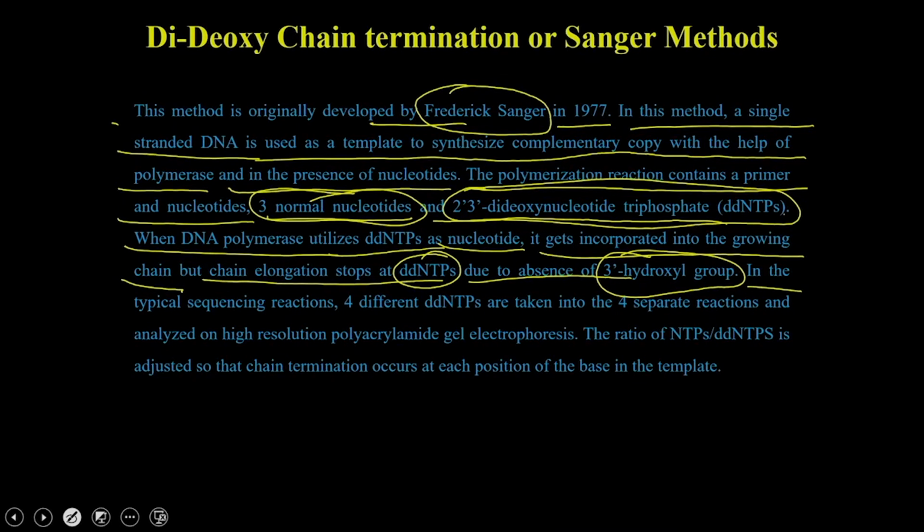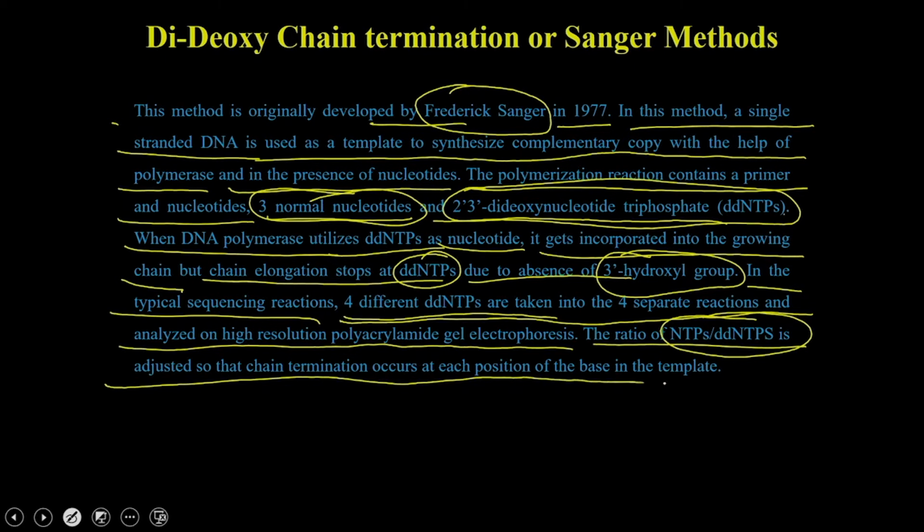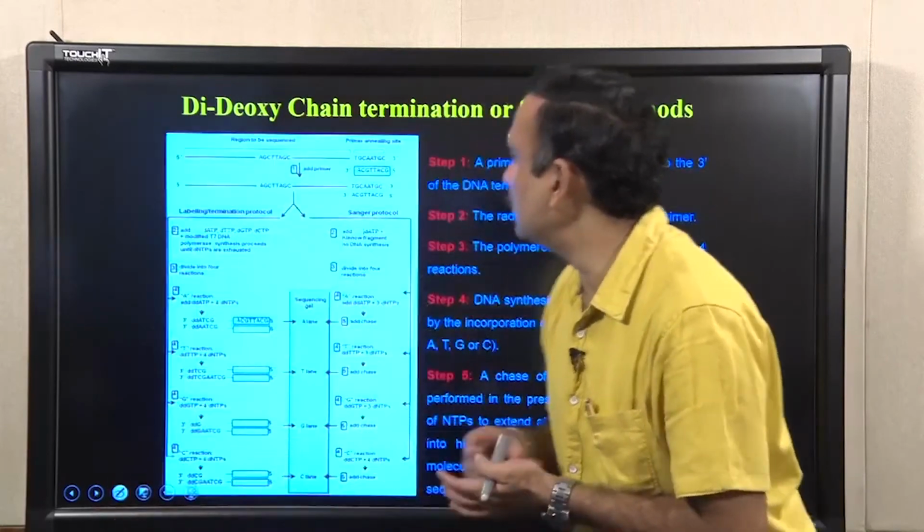So, in the typical sequencing reaction, what are you going to do? You are going to do 4 reactions. You are going to have the 4 different types of ddNTPs taken into 4 separate reactions and analyze them on a high resolution polyacrylamide gel electrophoresis. The ratio of the dNTPs to ddNTP is adjusted so that the chain termination occurs at each position of the base in the template.